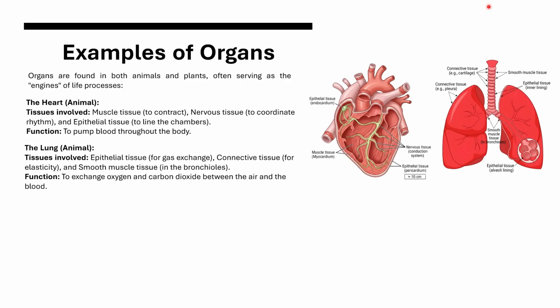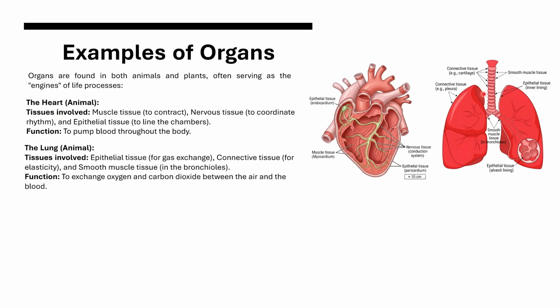The second one is about lungs. Its job is to swap gases between the air and your blood, and it uses a different set of tools. First of all, epithelial tissues. These are extremely thin layers which allow oxygen and carbon dioxide to pass through easily.